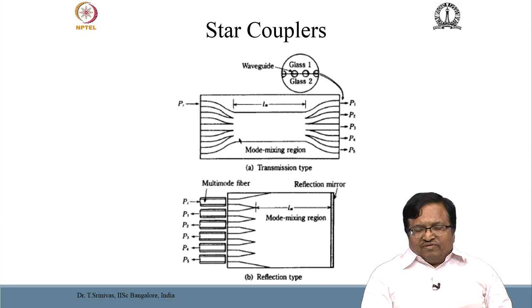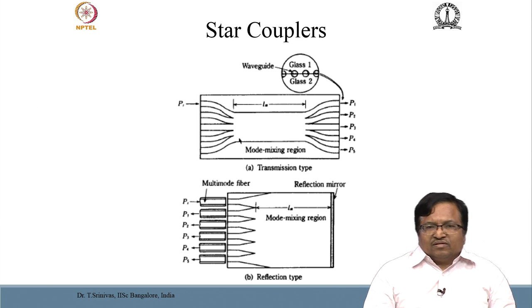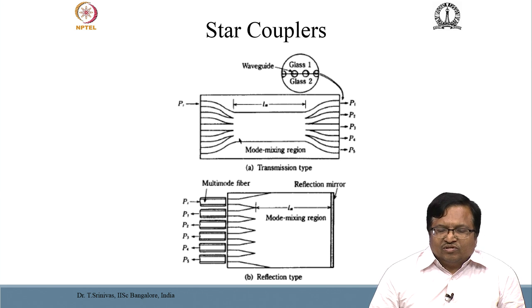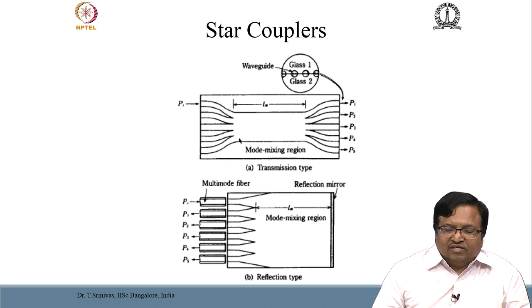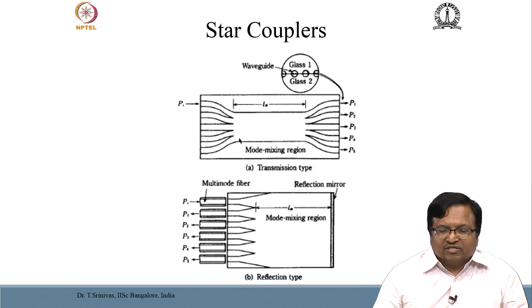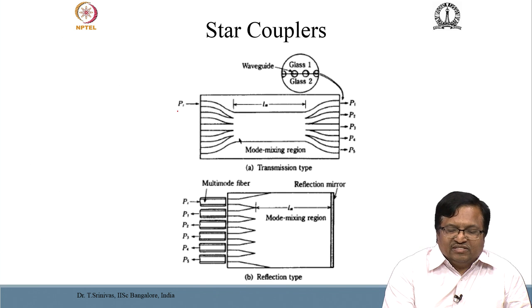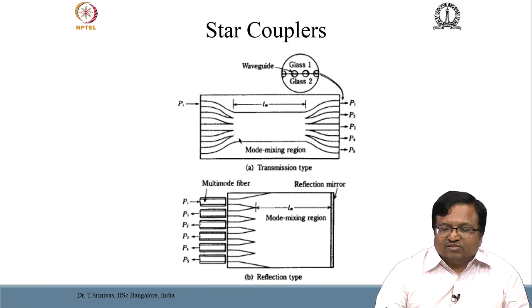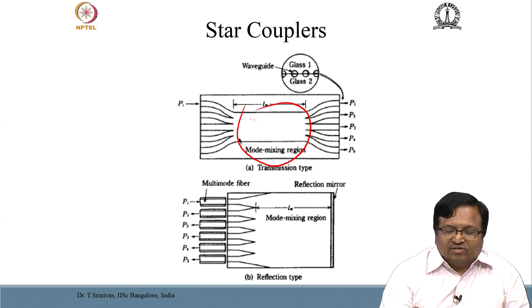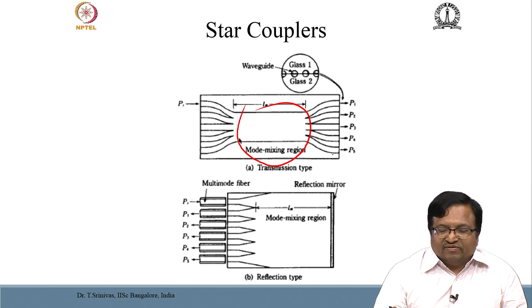Star couplers are very important devices in many applications, like in WDM systems where you need to distribute the power across many users. So, here in part A I am showing a transmission type of star coupler where light is injected into one of the ports and is redistributed across the output ports. The important feature of this star coupler is the mixing region, where the light injected into the input port can get mixed up and redistributed across the output ports. It is very difficult to analyze the operation of this except in some very crude manner.